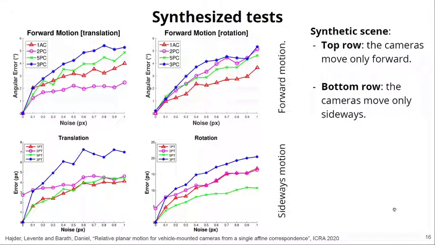In this slide, special motions are considered when there is no rotation. In the first case, in the top row, the camera moves forward. For the second test, in the bottom row, the camera moves only to the left or right. The conclusion is similar to that of the previous slide. The accuracy of our method is similar to that of the 5-point algorithm.